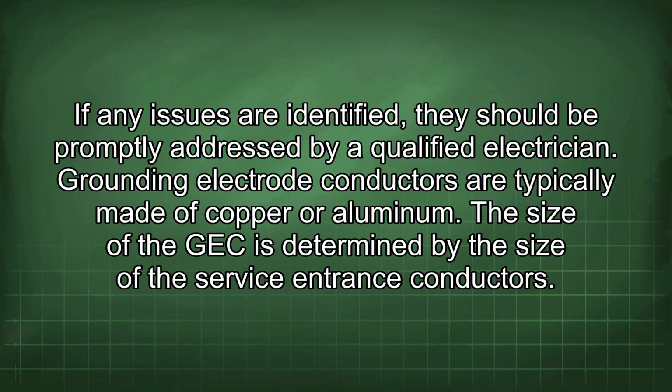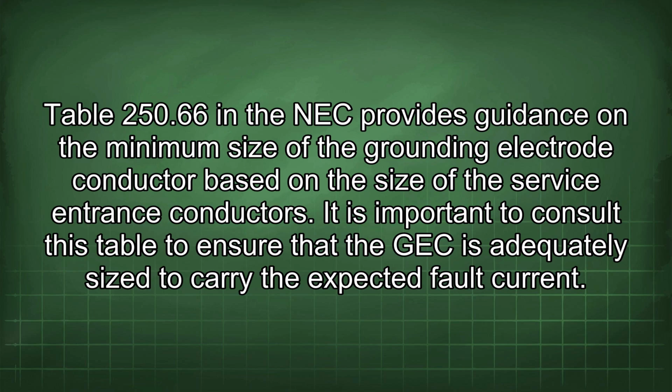Grounding electrode conductors are typically made of copper or aluminum. The size of the GEC is determined by the size of the service entrance conductors. Table 250.66 in the NEC provides guidance on the minimum size of the grounding electrode conductor based on the size of the service entrance conductors. It is important to consult this table to ensure that the GEC is adequately sized to carry the expected fault current.